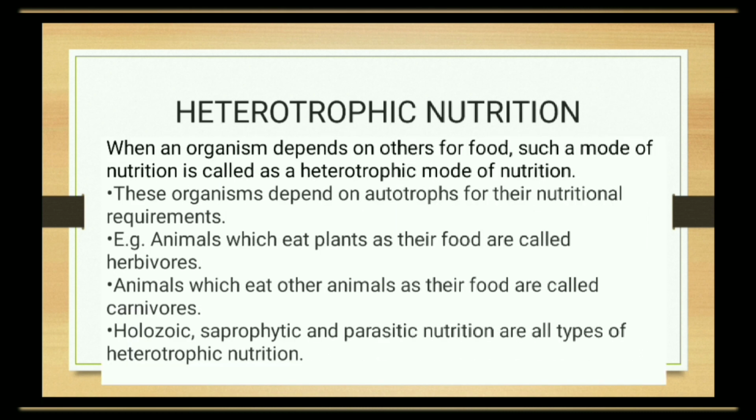Now, coming to heterotrophic nutrition: when an organism depends on others for food, such a mode of nutrition is called heterotrophic nutrition. We humans are the best example of heterotrophic nutrition. These organisms depend on autotrophs for their nutritional requirements. For example, animals which eat plants as their food are called herbivores. The animals which eat other animals as their food are called carnivores. Holozoic, saprophytic, and parasitic nutrition are all types of heterotrophic nutrition.